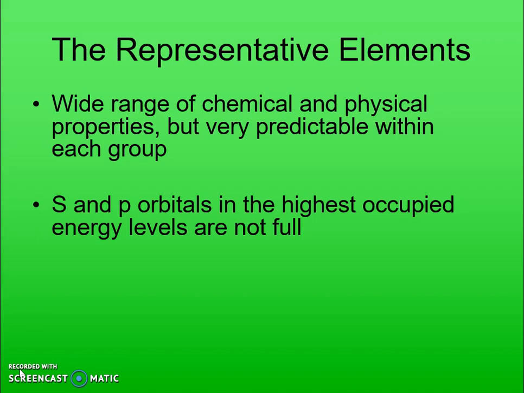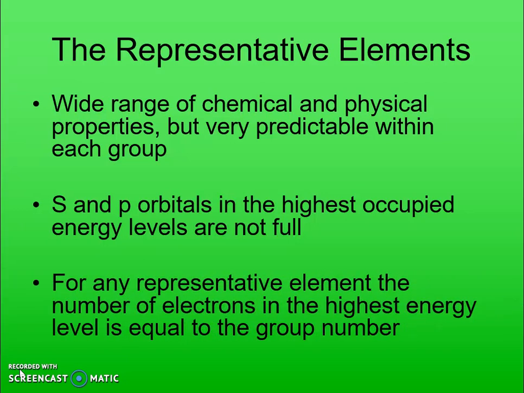So across the representative elements, we have a very wide range of chemical and physical properties, but within that group, it's very predictable what those properties are going to be, because there's very little difference between the top and the bottom of each group as far as what the chemical and physical properties are going to be. It's a very predictable pattern that occurs throughout them. And again, their number of valence electrons is going to be equal to their group number. So group 1A all has one valence electron, and 2A has 2 valence electrons, all the way across to the halogens, 7A, with 7 valence electrons. So their group number represents how many valence electrons there are for each of those families within the representative elements.